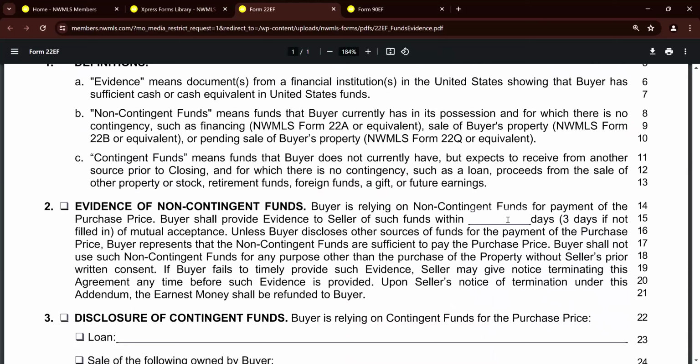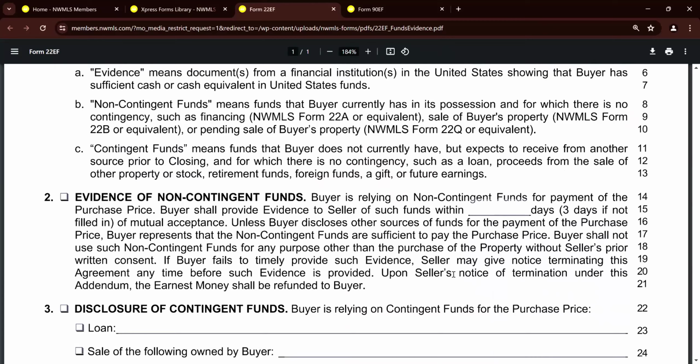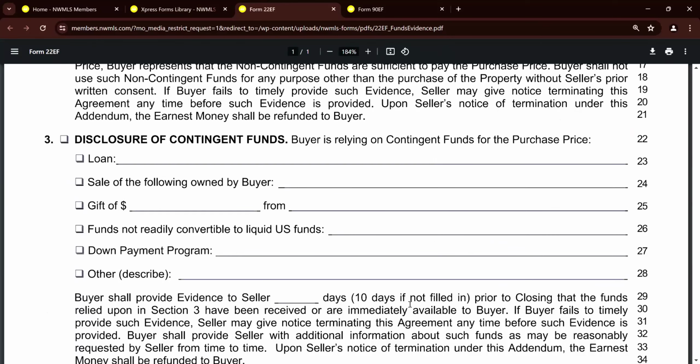From mutual, you've got to provide it. If they don't provide it, now our seller gets notice, hey, they didn't provide it on time, we can terminate. And that's what we would use, that 90EF. But then this is the box that the second one is for. It's the disclosure of contingent funds. What's the difference between this one and the other one for how many days? 3 versus 10 days.